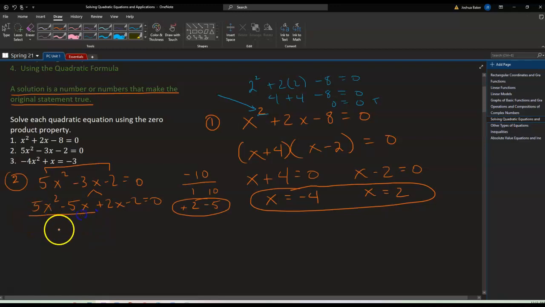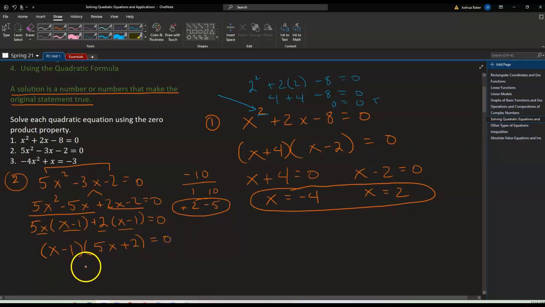So now using this method, which is doing this by grouping, I'm going to factor out the GCF of the first two terms here, which is a 5x, and that leaves me with an x minus a 1. The GCF of the second two terms is a 2, and that leaves me with an x minus 1. And notice that my two factors inside the parentheses are the same. They're a common factor. So that's one of my factors. The other factor is the 5x plus the 2.